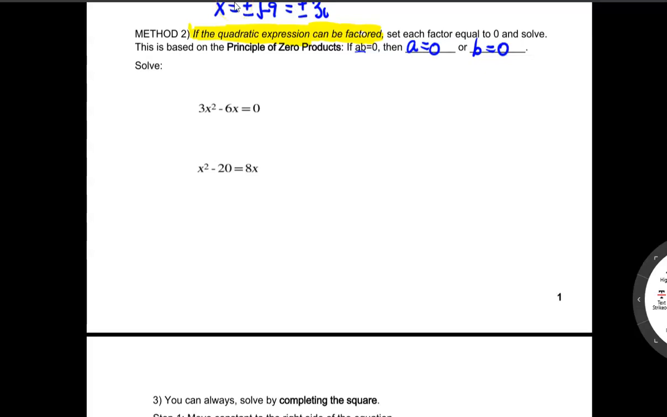And so let's just look at this first one. Notice it's already in the right format. It's set equal to 0. There's only two terms. In this case, we're missing the constant term. There is no c. So we have 3x squared, that's the ax squared, minus 6x, that's our bx, but we have no plus c at the end. So we're going to apply this. It says set each factor equal to 0. So we need to factor it first. And when we only have two terms, it's called a binomial.